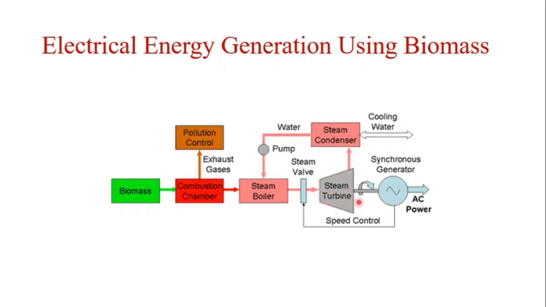The steam turbine will rotate, and as it is mechanically coupled with the synchronous generator, the rotor of the generator will rotate and electricity is produced. It is almost the same as the thermal power station. The only difference is the fuel used in the power plant, which is run by biomass; biomass is used instead of coal.